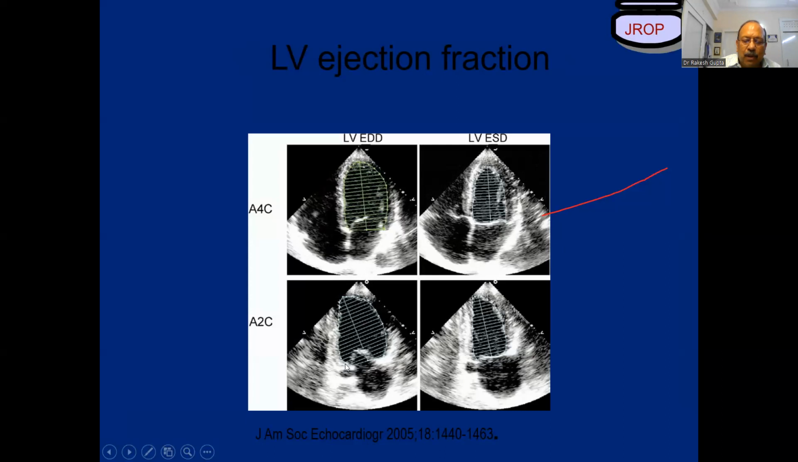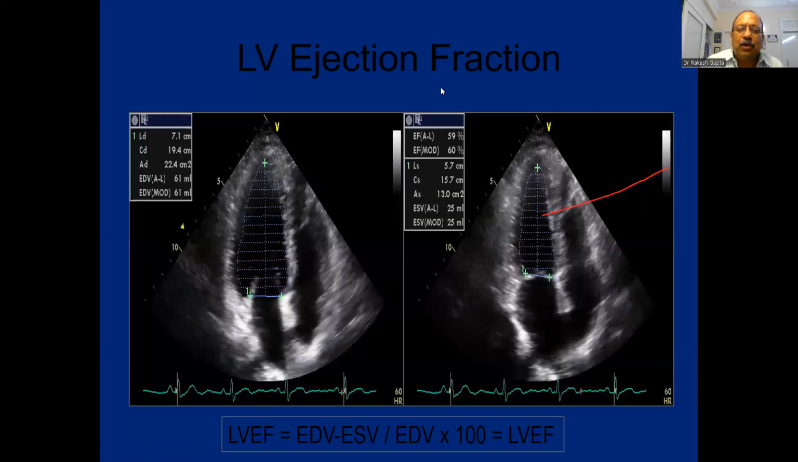Anterior and inferior wall, that is diastole as well as systole over here. So what we do, we'll go to a four-chamber view, calculate the LV dimensions in diastole, then go to systole. Then ejection fraction is end diastolic volume minus end systolic volume, divided by end diastolic volume, multiplied by 100. That's what is ejection fraction in percentage.